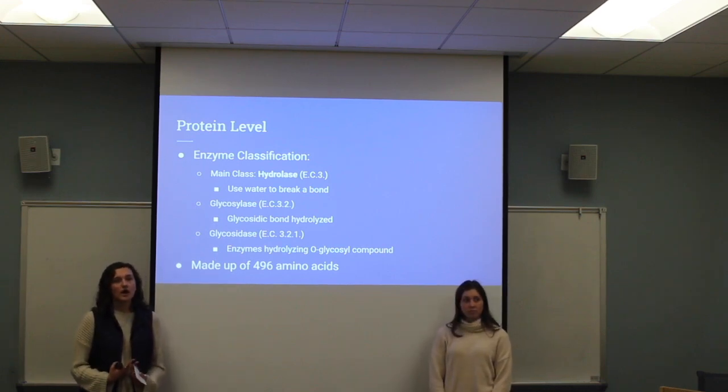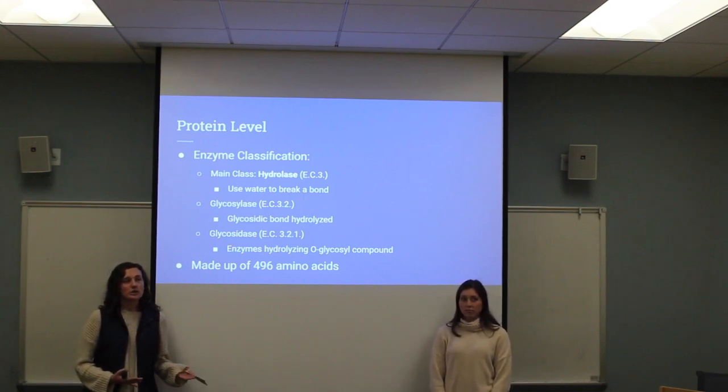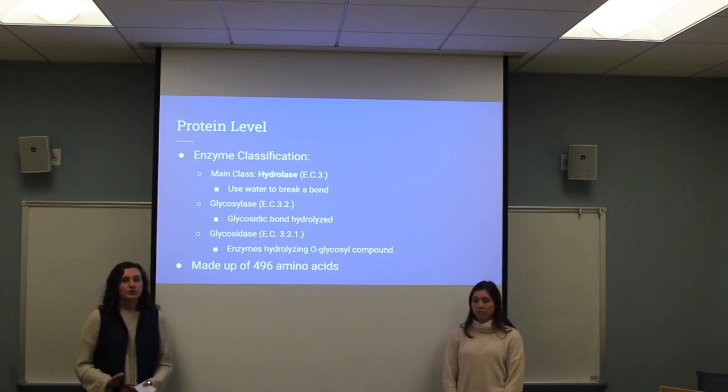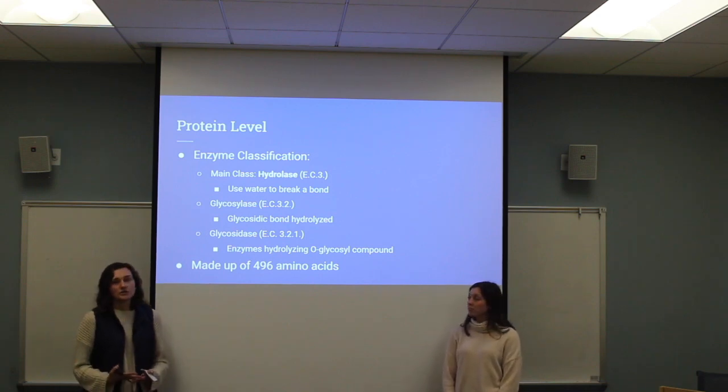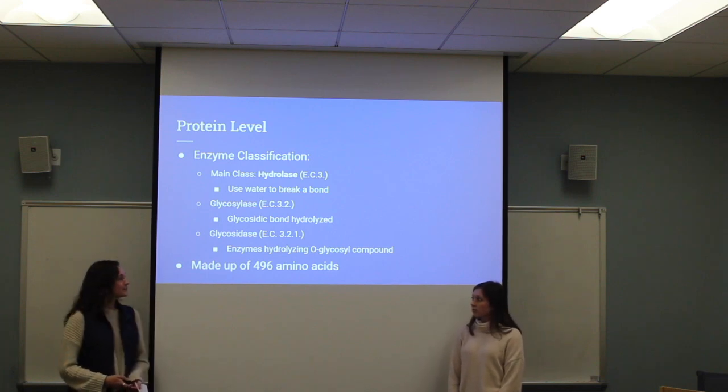And then the last number of the EC nomenclature comes from whether the enzyme is in the alpha form, the beta form, or the gamma form. If it's in the alpha form, it ends in 1. If it's in the beta form, it ends in 2. And if it's in the gamma form, it ends in 3. It is also made up of 496 amino acids.